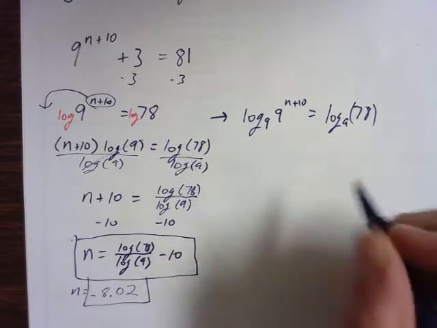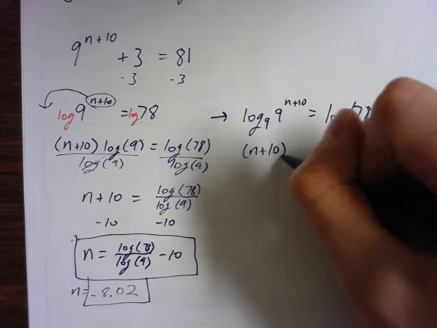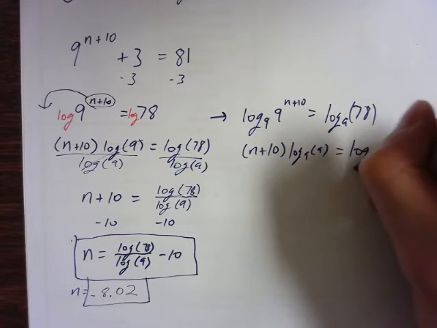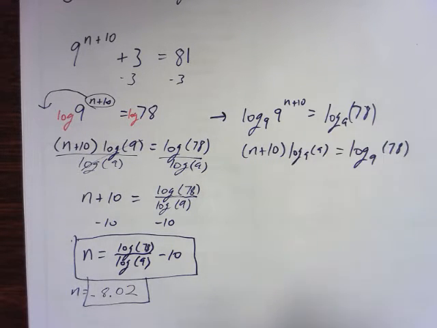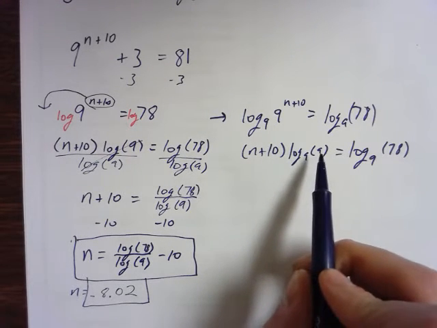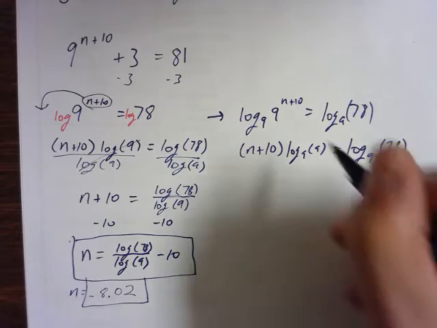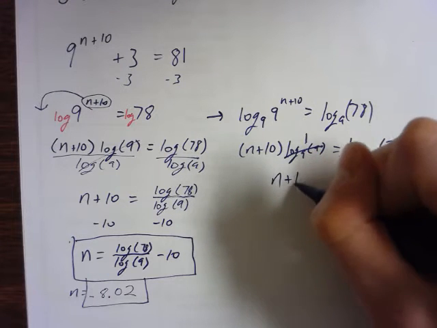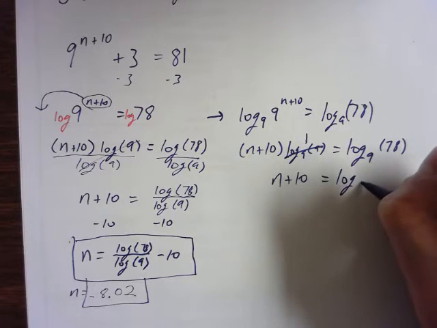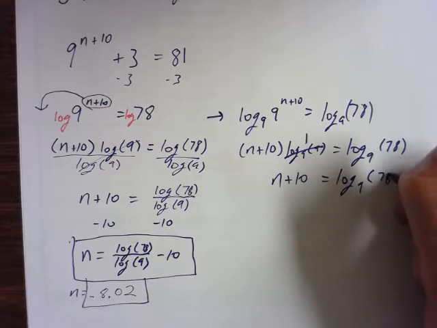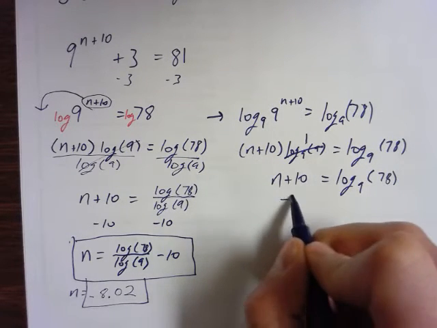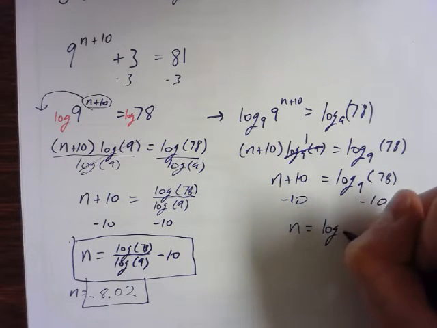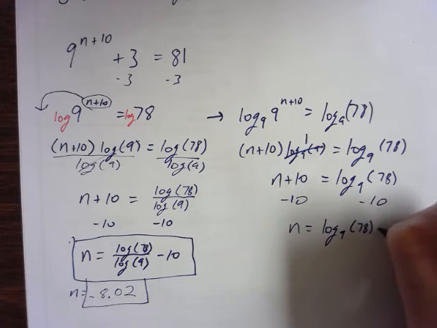Now I can once again do my powers property and say that n plus 10 times the log base 9 of 9 equals log base 9 of 78. And 9 to the first power is 9. So log base 9 of 9 is just 1. And 1 times n plus 10 is just n plus 10. So n plus 10 equals log base 9 of 78. And then once again, I can just subtract 10 from both sides. So n equals log base 9 of 78 minus 10.